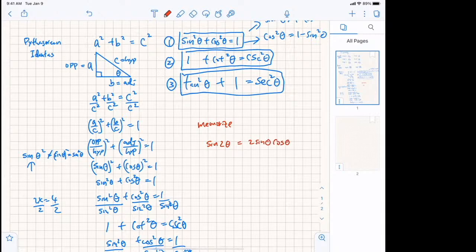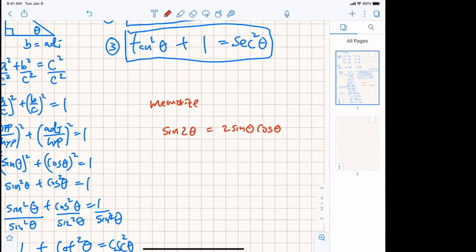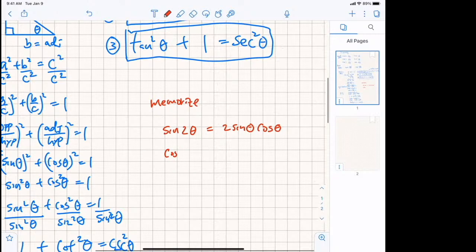This is the thing that I didn't really cover in my class. I go through it really fast. Jackie, do you remember this? Yeah, kind of. So this is called double angle identities. Do you see that this 2 is not a power, not an exponent? Sine of 2 theta is equal to 2 sine theta cosine theta.